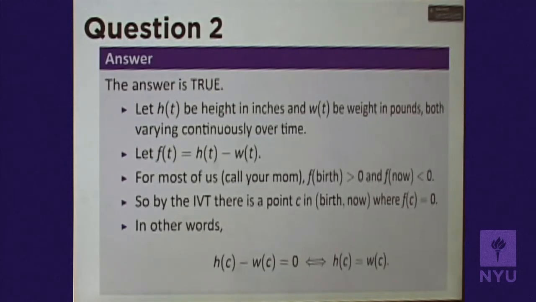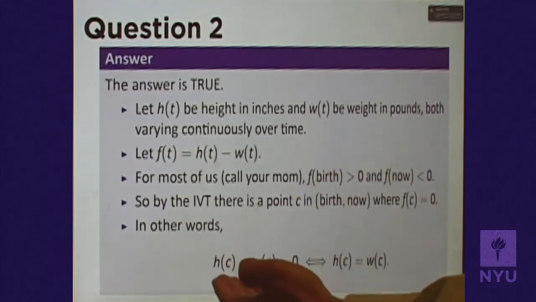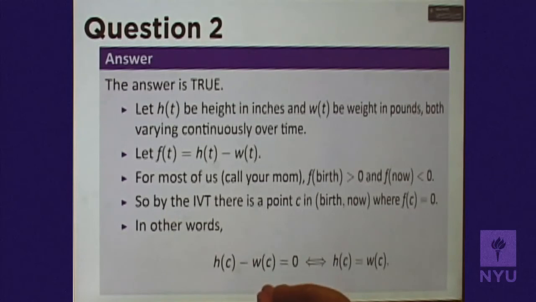Therefore, by the intermediate value theorem, there is a point in between those two time points, birth and now, where f takes the value exactly 0. And why is that useful? Because to say that f of c is equal to 0 is the same thing as saying h of c minus w of c equals 0, which is exactly the same thing as h of c is equal to w of c, which is what we wanted to show. There was a point where our height equaled our weight.